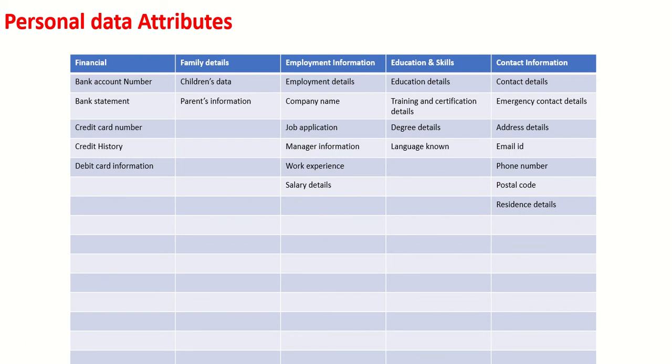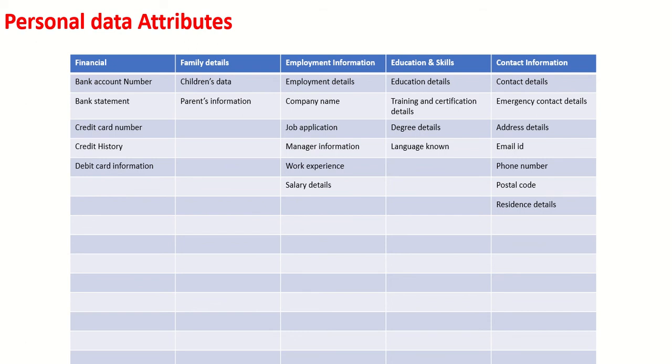Next are your family details: your children's data and your parents' information come under family details. Now moving to employment information: your employment details, your current company name or the names of companies where you worked in the past, your job applications, your previous or current manager's information, your work experience, and your salary details. These come under employment information, and are also called personal data.